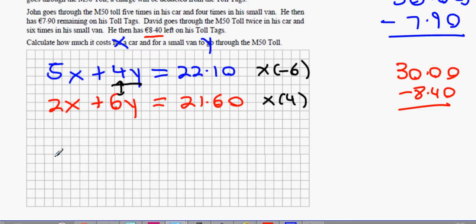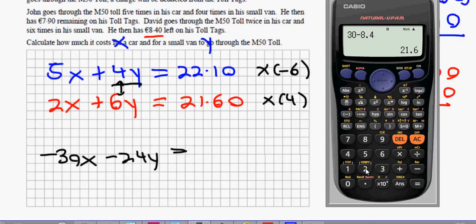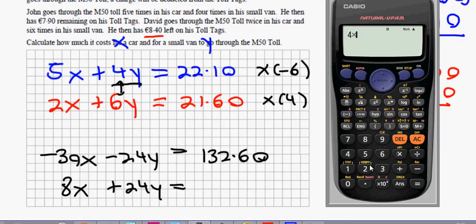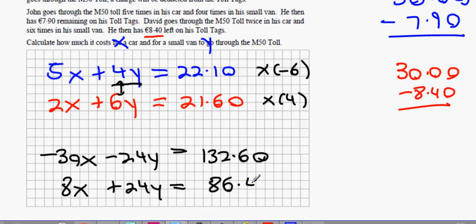So multiplying this by minus 6, we're going to get minus 30x minus 24y. And then we're going to get 22.1 multiplied by 6, which is 132.6, or 132.60. The next one is going to be multiplied by 4, which is going to give me 8x plus 24y equals 4 multiplied by 21.6. What that gives me is 86.4. Now remember, this one here is negative, this one's positive, so let's see what happens now.